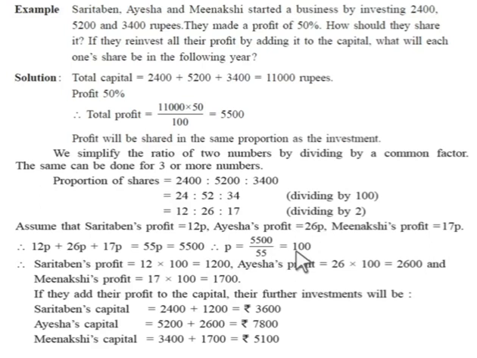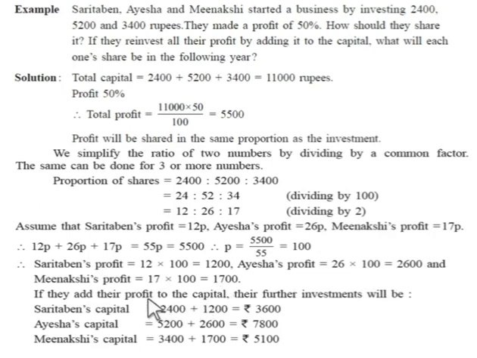Now from here we will find the profit made by Sarita Ben, Aisha and Meenakshi. So now Sarita Ben's profit will be 12 multiplied by 100, which is 1,200 rupees. Aisha's profit is 26 multiplied by 100, which is 2,600 rupees. And Meenakshi's profit is 17 multiplied by 100, which is 1,700 rupees.